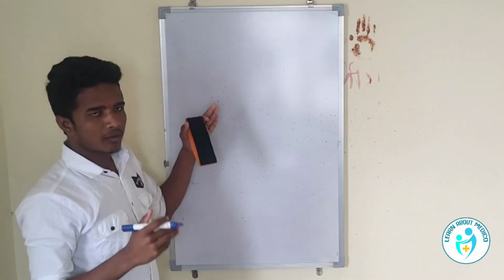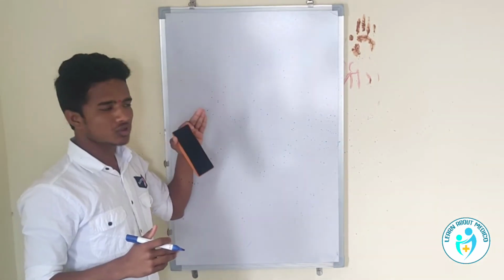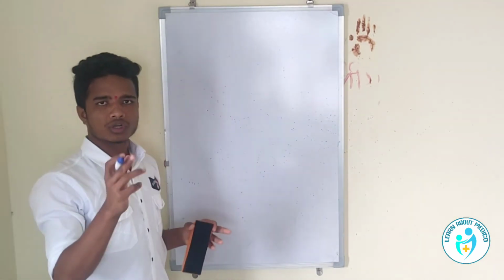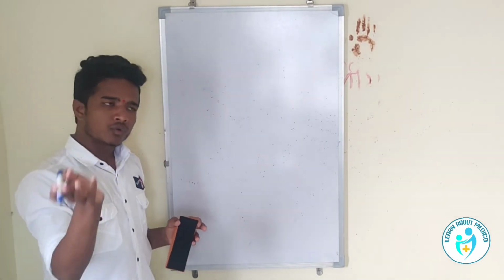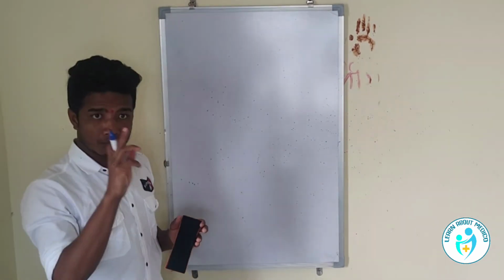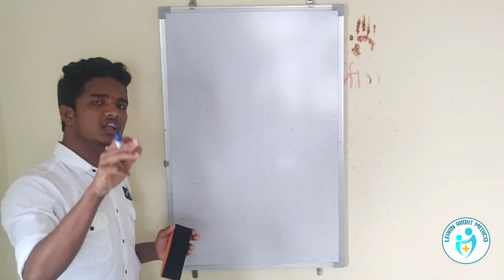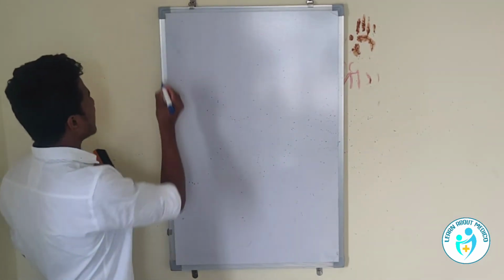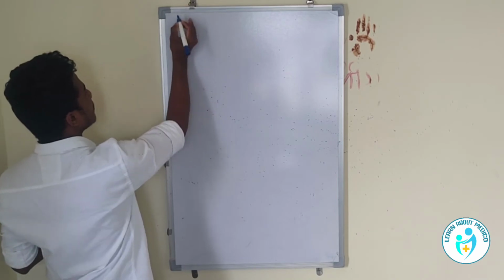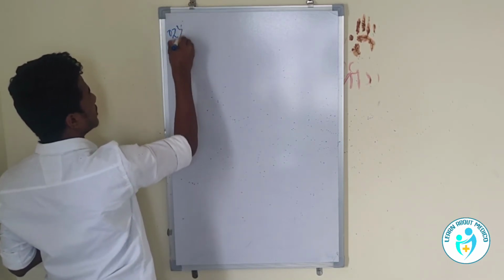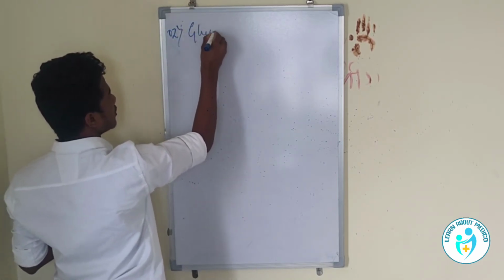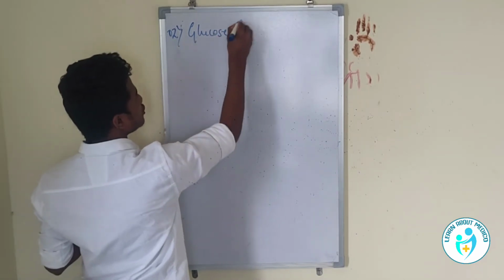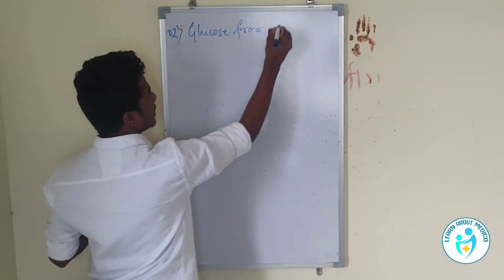As I told you, this is the pyruvate. From pyruvate, we are going to synthesize the glucose, and from fructose 1,6-bisphosphate and glucose 6-phosphate, we are also going to synthesize the glucose. Here, from the lactate, how are we going to form it? The second one is synthesis of glucose from lactate.